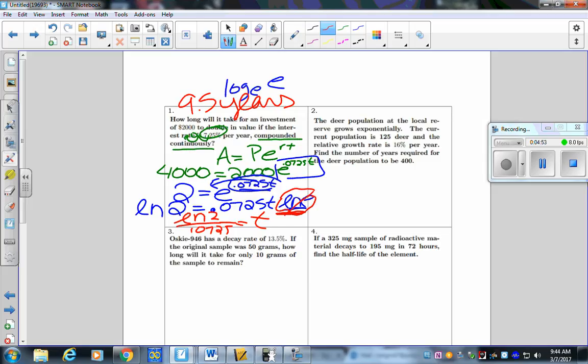All right, so the deer population grows exponentially. The current population is 125 deer. The growth rate is 16% per year. Find the number of years required for the deer population to be 400.